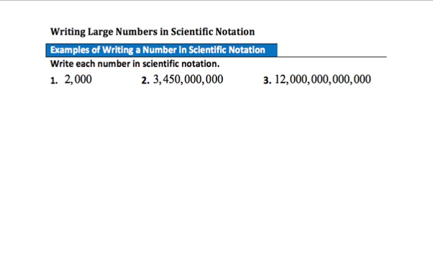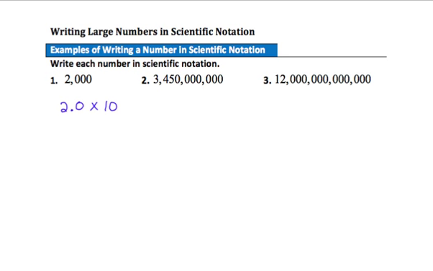Now let's take a look at some examples that will help you understand how to write large numbers in scientific notation. Example 1, we're asked to write this number 2,000 in scientific notation. Well, if I'm going to write this in scientific notation, I need to have one digit to the left of the decimal. So it's going to be 2 point, in this case, the next digit is 0, so it's got to be 2.0. Now I need to multiply by a power of 10 so that this 2.0 times this power of 10 is going to equal 2,000.